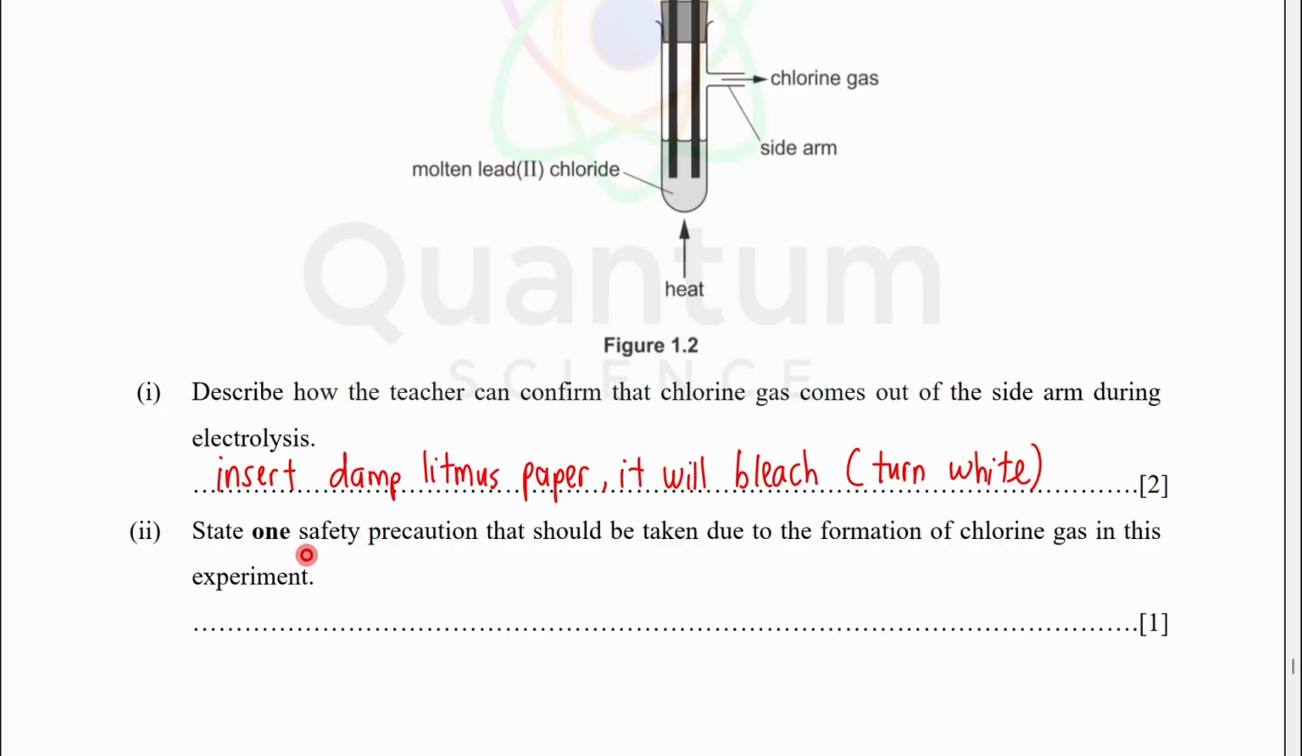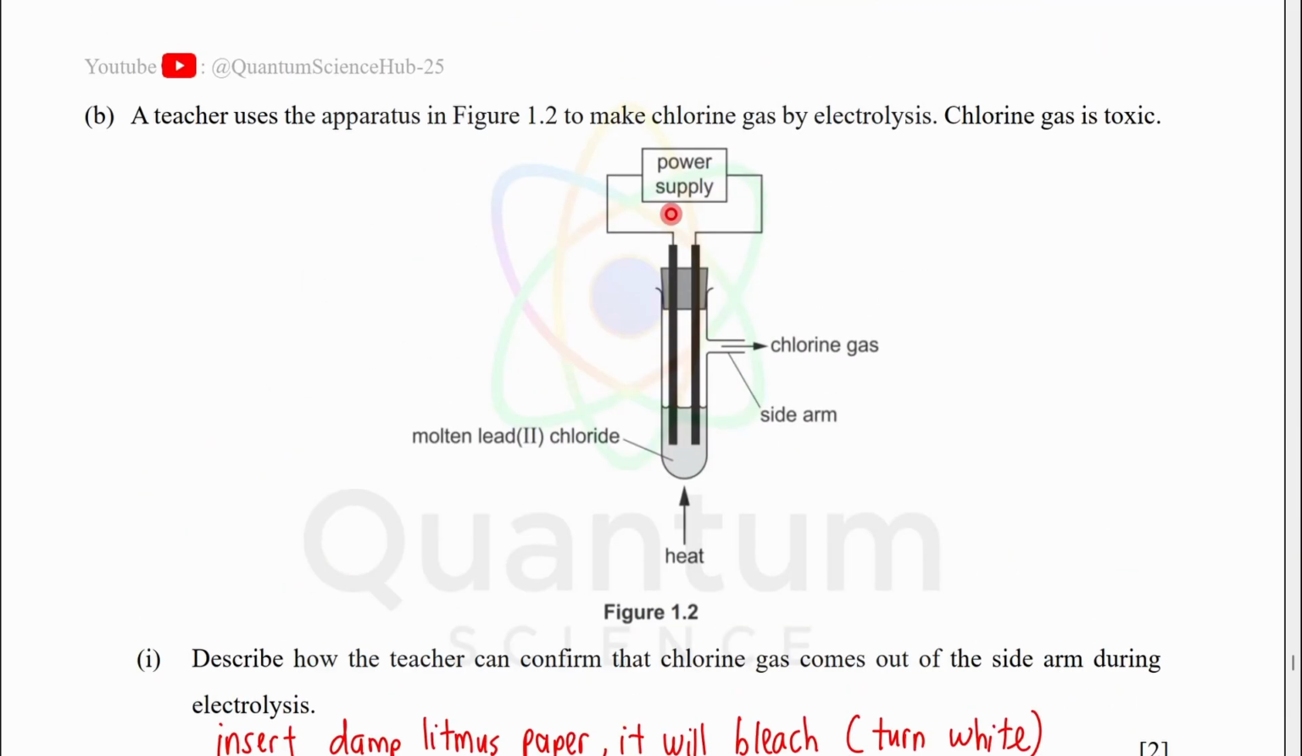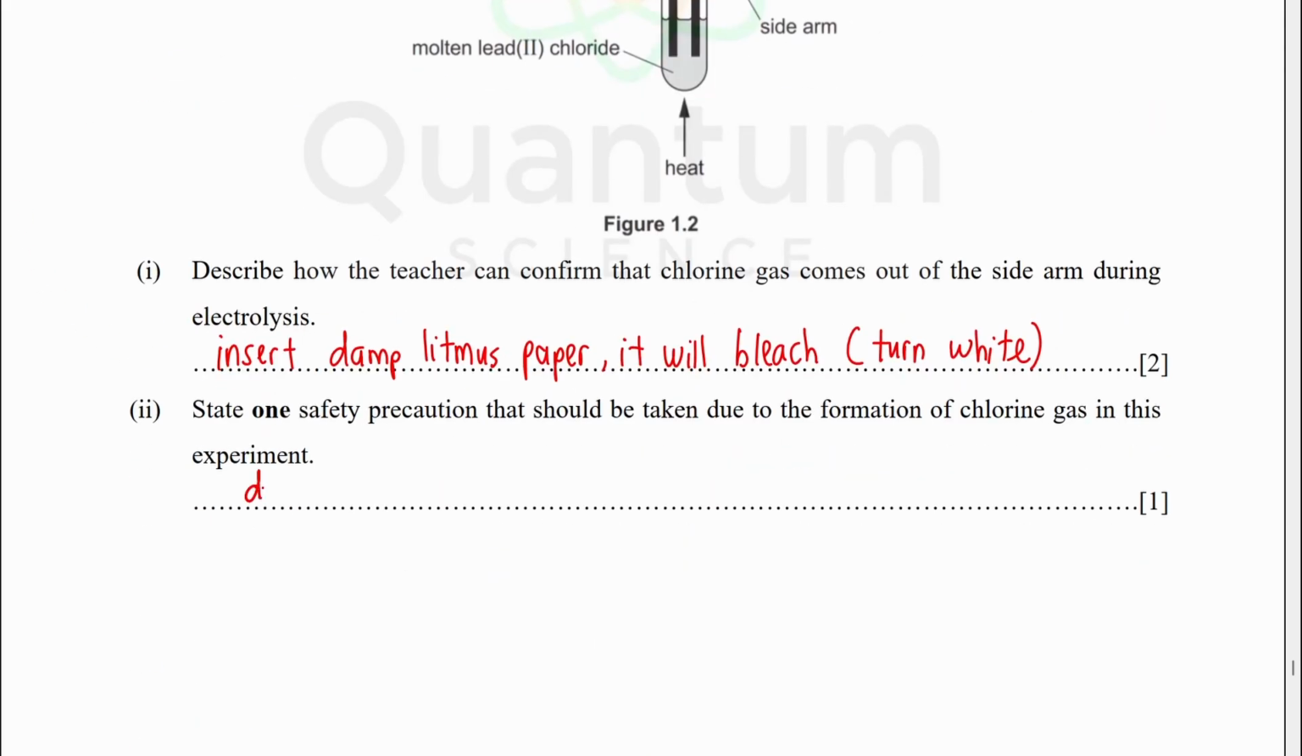Next, state one safety precaution that should be taken due to the formation of chlorine gas in this experiment. So as we know, chlorine gas is a toxic gas. So how do we do the experiment? We do the experiment in a fume cupboard, right? So what is a fume cupboard? A fume cupboard is used to keep people safe from chemical smell, smoke, or any gases by pulling them away from the users. Or I can say a fume cupboard protects people by removing harmful gases from the work area, especially in the laboratory. Okay?